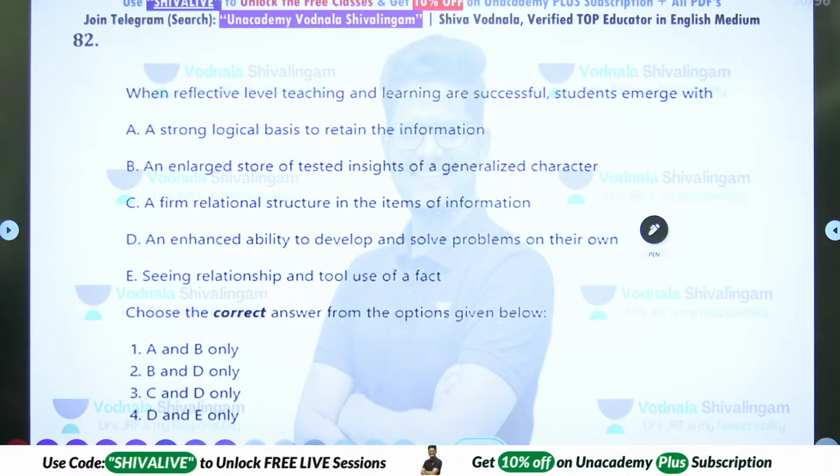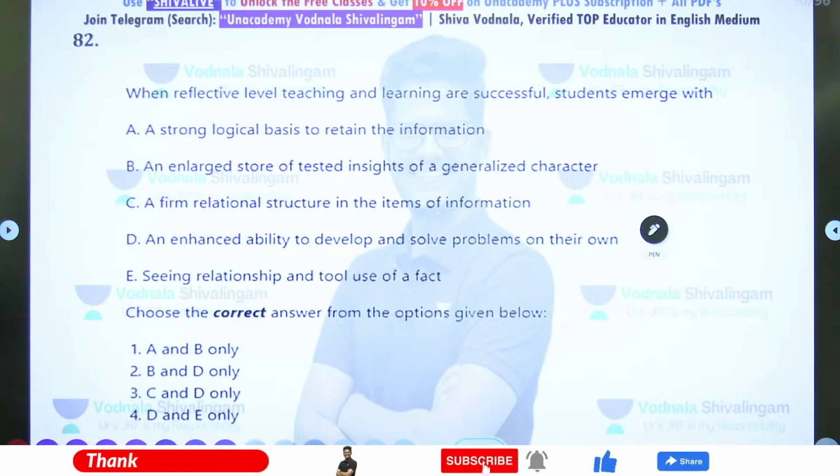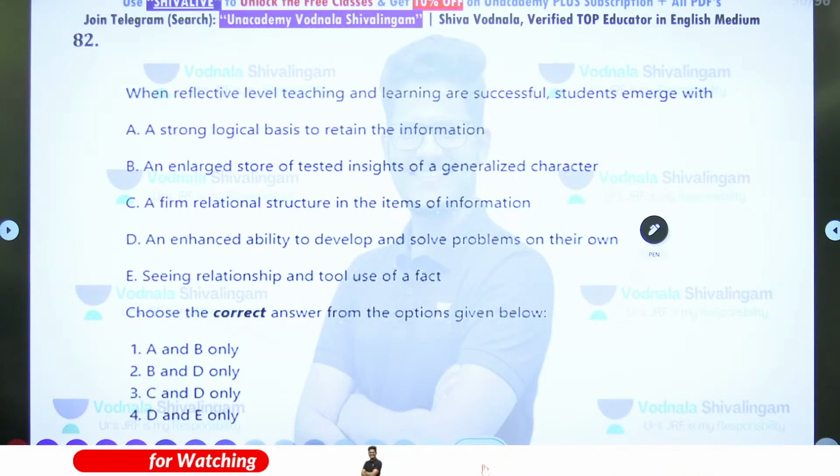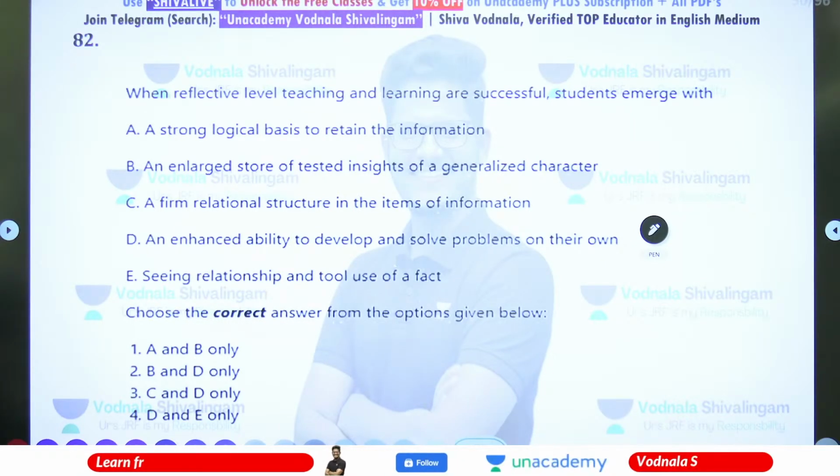When reflective level teaching and learning are successful, students emerge with.